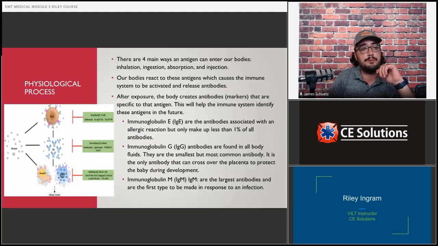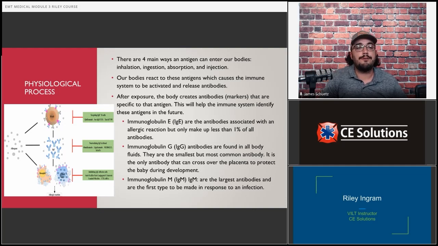Physiological process. There's going to be 4 main ways an antigen can enter our bodies: inhalation, ingestion, absorption, and injection. After exposure, the body creates antibodies or markers that are specific to that antigen. This is going to help the immune system identify these antigens in the future. So immunoglobulin E, or IgE, are the antibodies that are associated with an allergic reaction. It only makes up less than 1% of all antibodies.